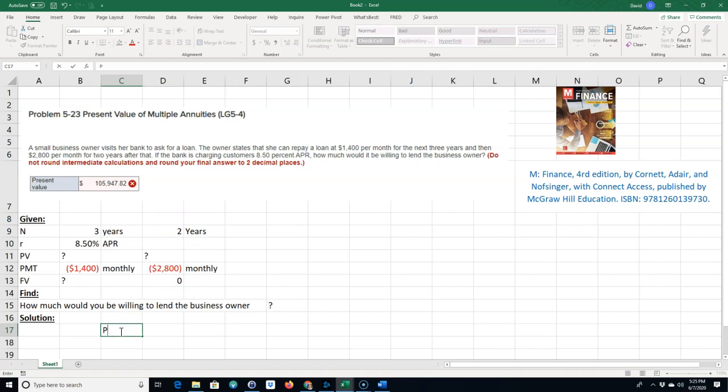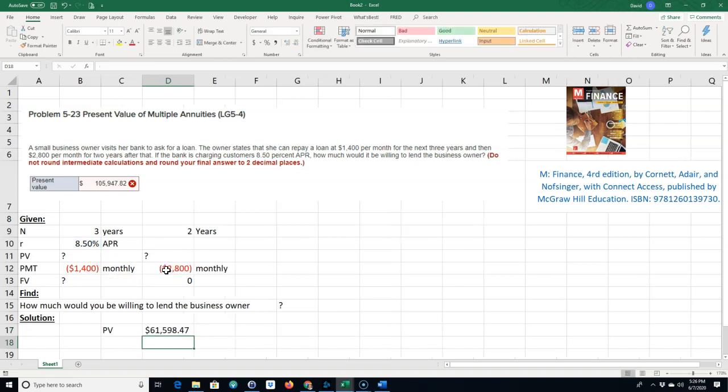So I'm going to go here and use the present value function. The rate is 8.5%. Remember, we have to divide it by 12 because it's monthly payments. We don't want to mix units. The number of periods is 2 years times 12, and the payment is $2,800, and that's all we need to do because there's no future value. So that's what this is right here. Now this present value is the same as this future value.